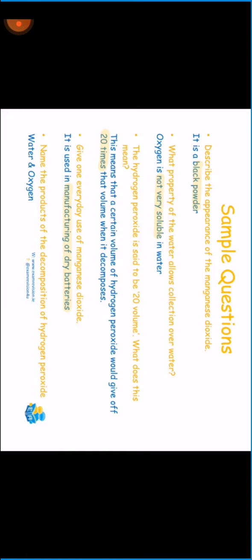Another very common question is uses of chemicals in our experiment. What is the use of manganese dioxide in everyday use? It's used in the manufacturing of dry batteries. And to finish, name the products of the decomposition of hydrogen peroxide. When hydrogen peroxide decomposes, it goes on to form water and oxygen.